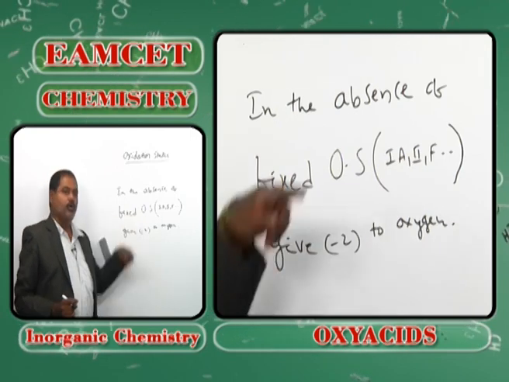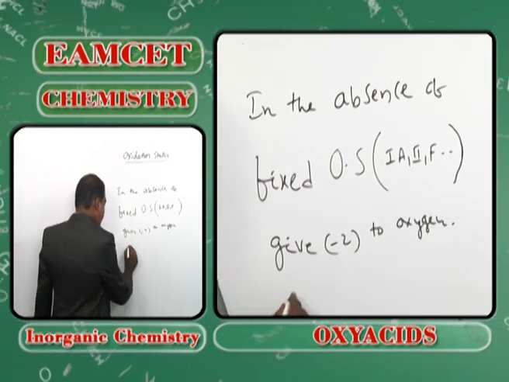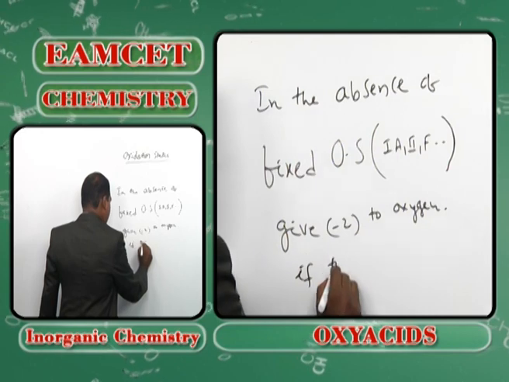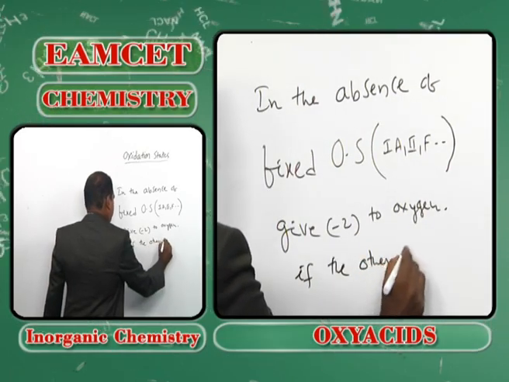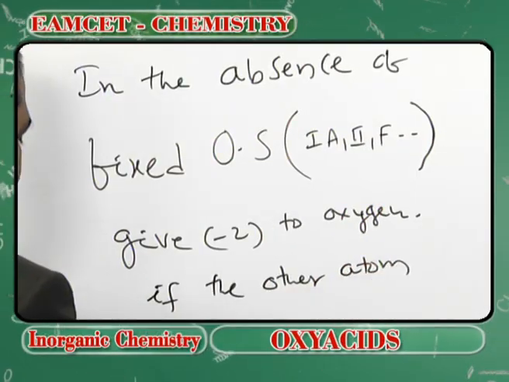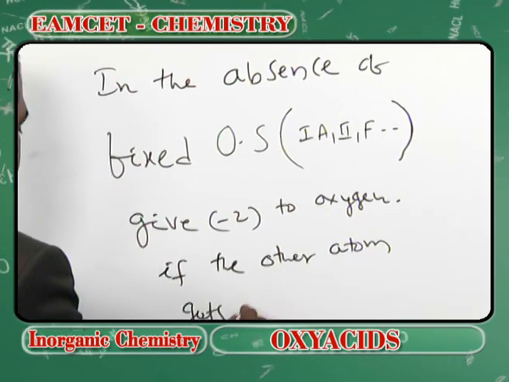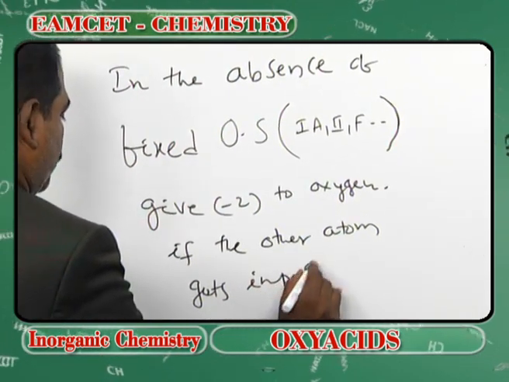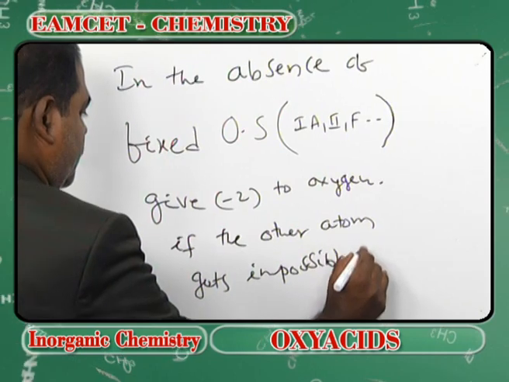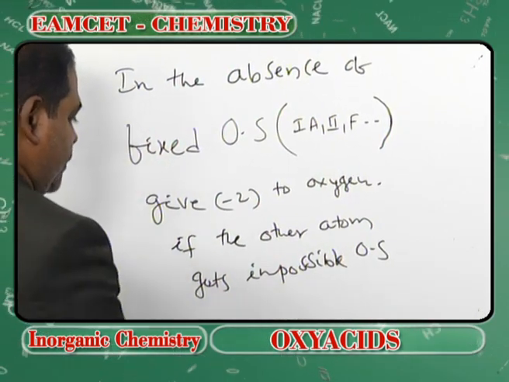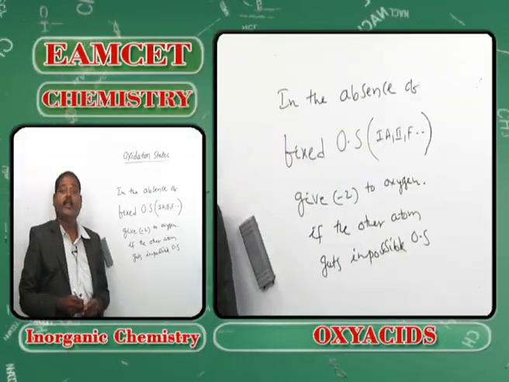When you give minus 2 to oxygen, if the other atom gets an impossible oxidation state. What do you mean by impossible? Higher than the group number.